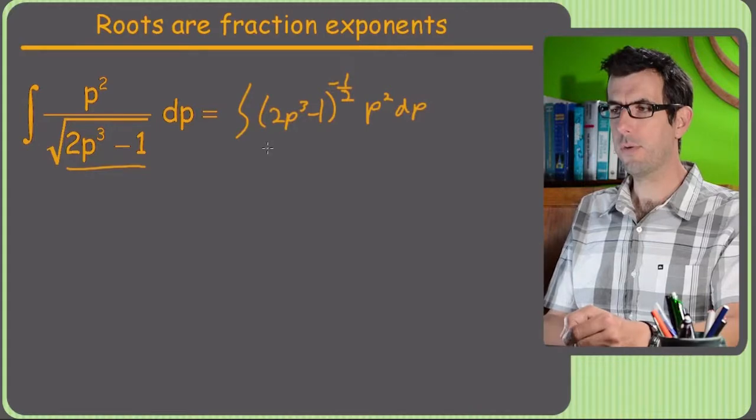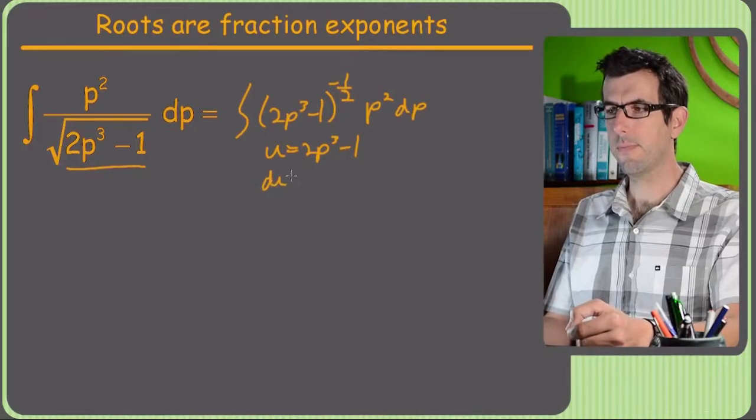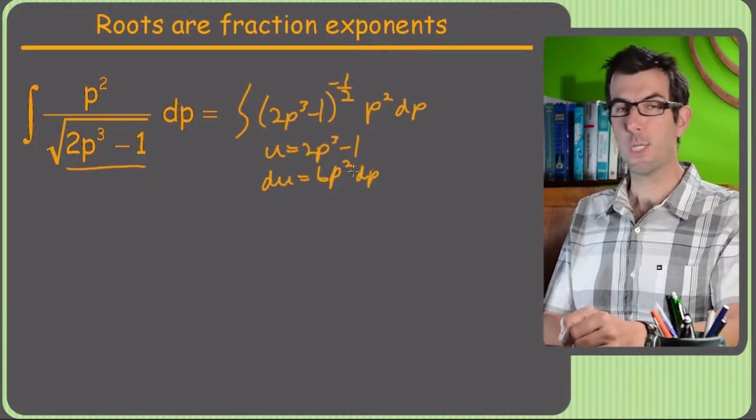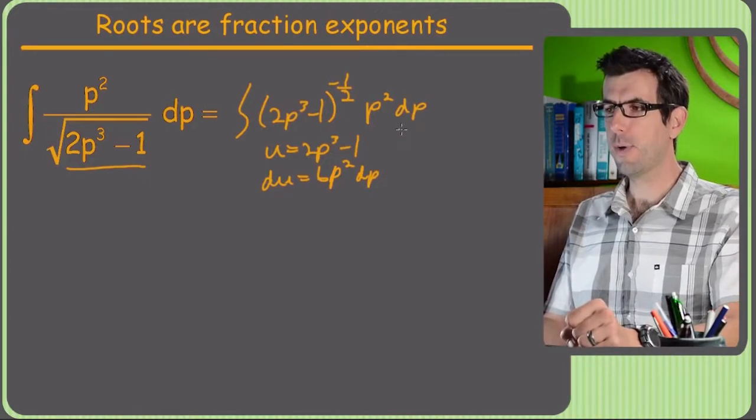So in this case, if u equals 2p cubed minus 1, since that's what the power's of, then our du is going to equal 6p squared dp. It's really hard to write p's when you've been writing x's for so long. All right, so do I have 6p squared?